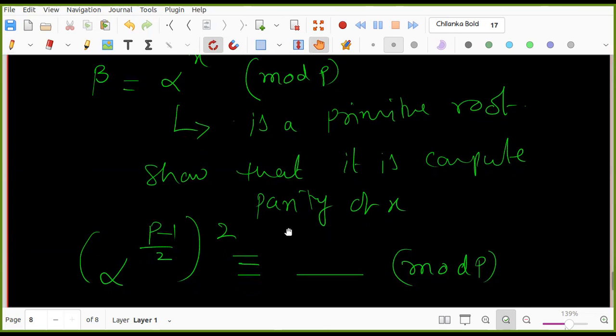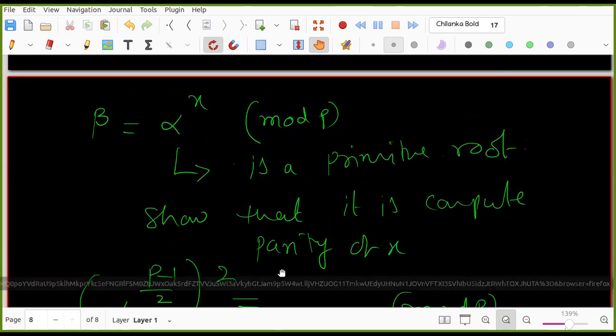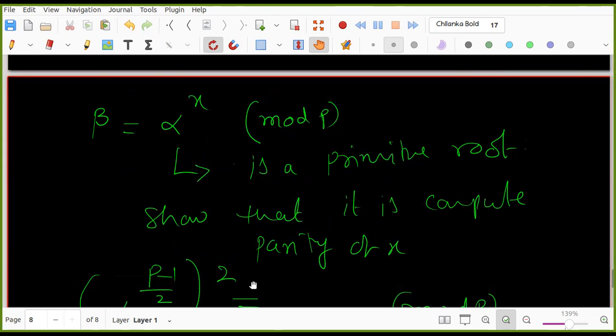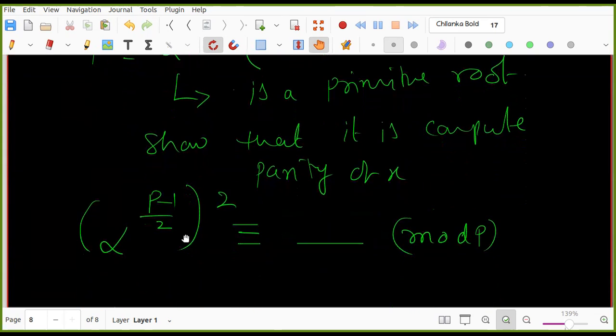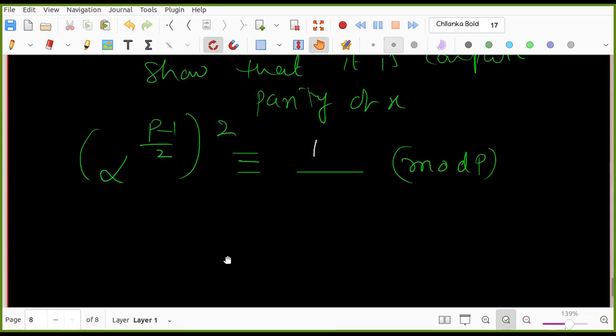Am I audible? Yes, sir. Okay. Now what is alpha power p minus 1 by 2 square? That is alpha power p minus 1, which is 1, right? By Fermat's theorem. And also alpha is a primitive root, so its order is also equal to p minus 1. This is true for every element relatively prime to p, but here its order is also p minus 1. Anyhow, this is 1, not a problem. Correct?